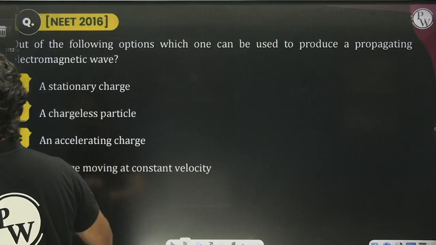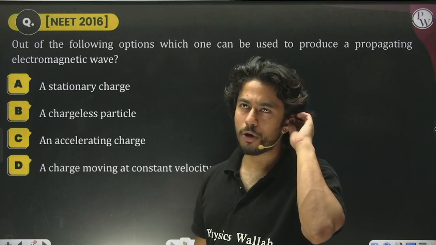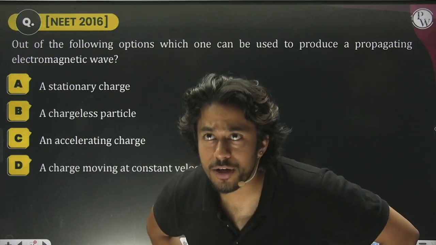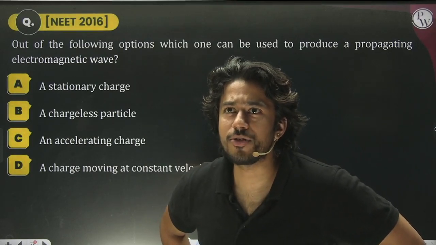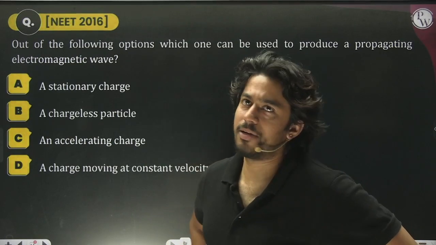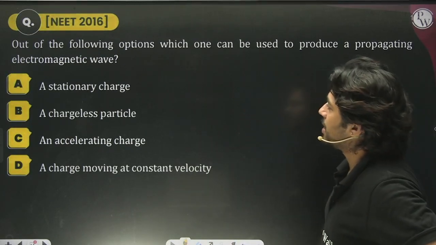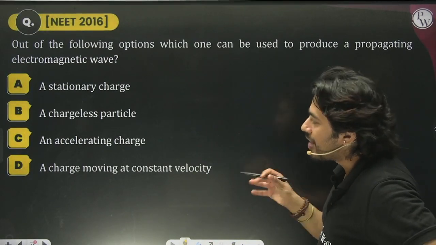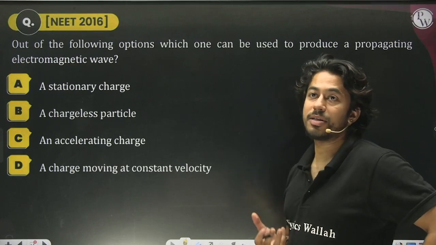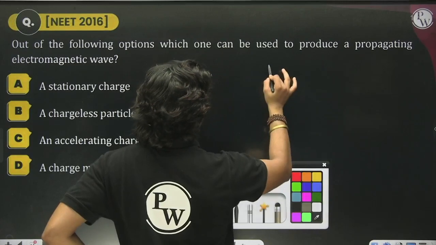Here we go. Read the question. What does this question say? Out of the following options, which one can be used to produce a propagating electromagnetic wave? Now, this question says, what kind of charged particle is required for producing an electromagnetic wave? So, I gave you the discussion based upon the properties of charge.